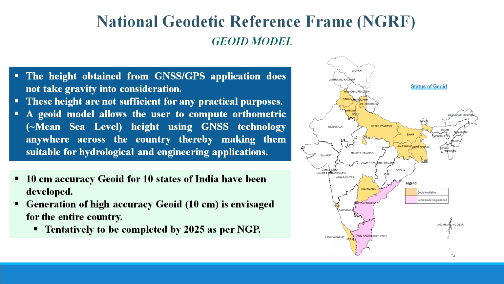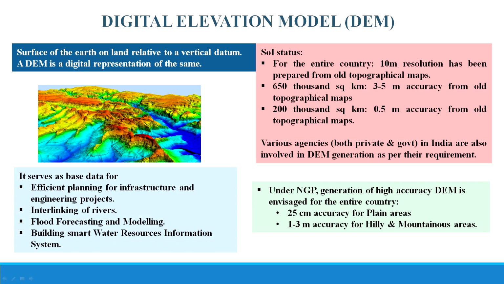A national geoid model has been developed by Survey of India along with IIT Kanpur. Digital elevation models have also been developed. Why are these important? Because these are just like the highways we built for national development. Once these digital infrastructures are available, they can be used for different types of geospatial information generation needed by different stakeholders. That is the reason these are called geodetic data infrastructure.